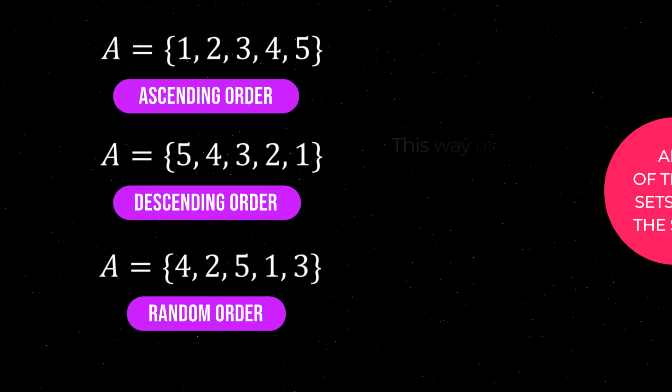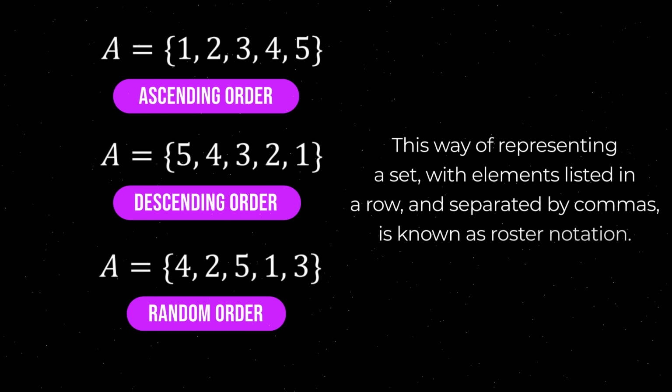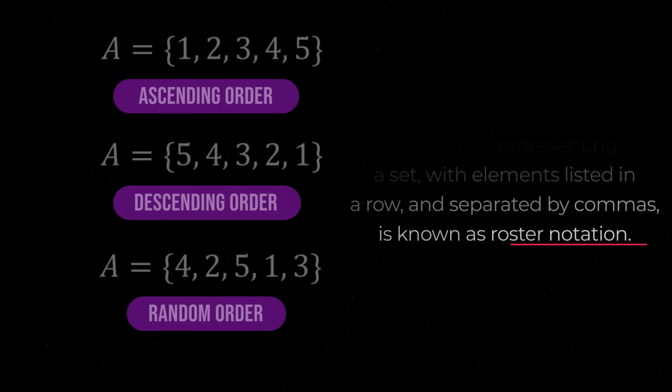So, in summary, this way of representing a set, that is, with elements listed in a row and separated by commas, is known as roster notation. Let's now learn the basics of set builder notation.